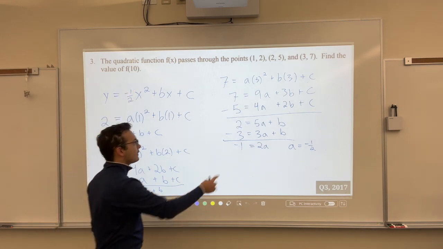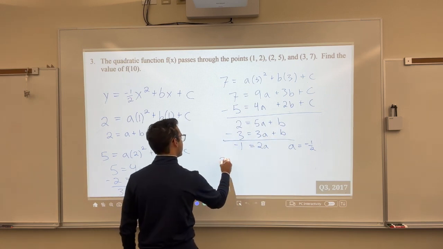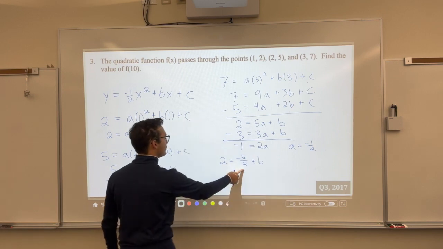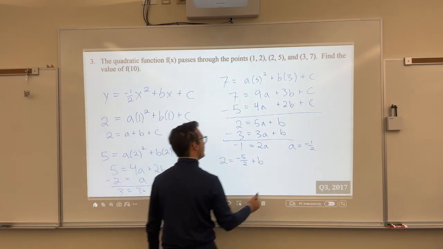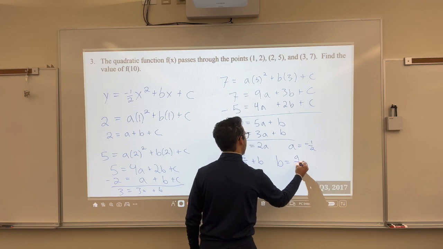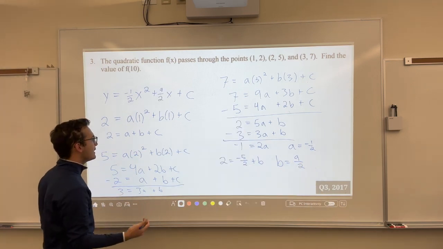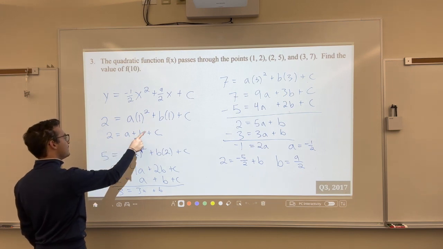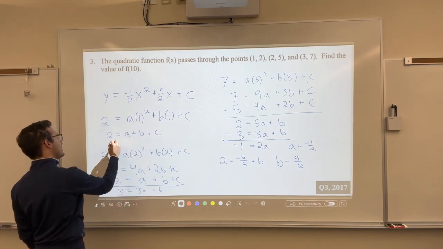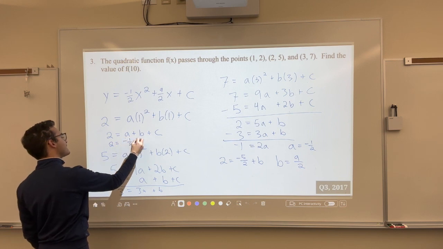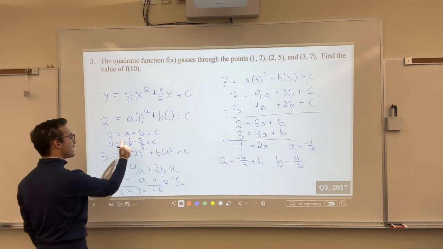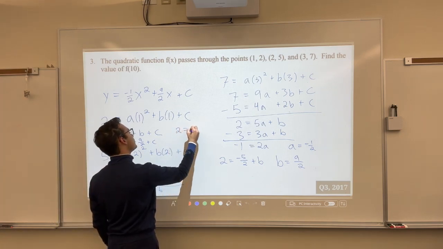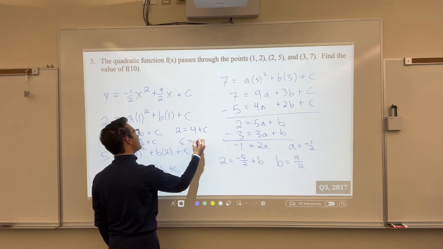From that point, we can solve for the value of b. So if 2 is equal to negative 5/2 plus b, if we add 5/2 to both sides, we would find that b is equal to 9/2. And finally, to solve for c, let's go back to one of our original equations right here. 2 is equal to a plus b plus c. So we would say that 2 is equal to negative 1/2 plus 9/2 plus c. Negative 1 over 2 plus 9 over 2 is 8 over 2, which is 4. So we say that 2 is equal to 4 plus c, and therefore c is equal to negative 2.